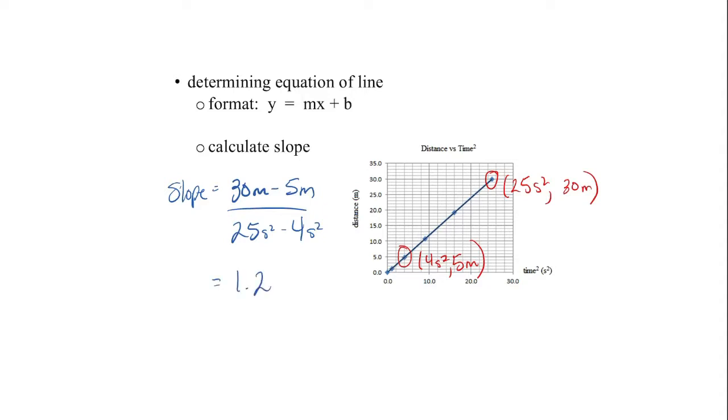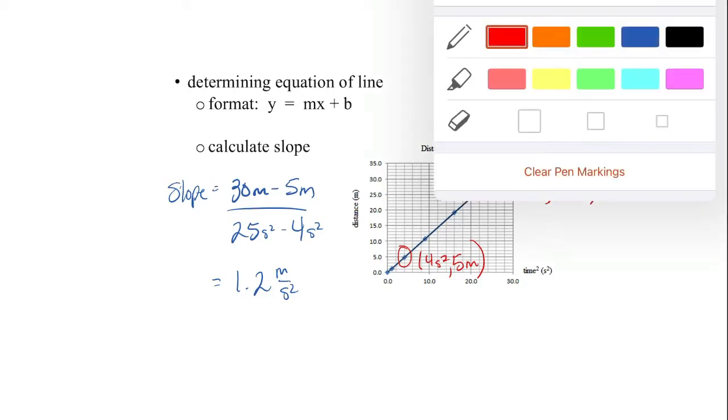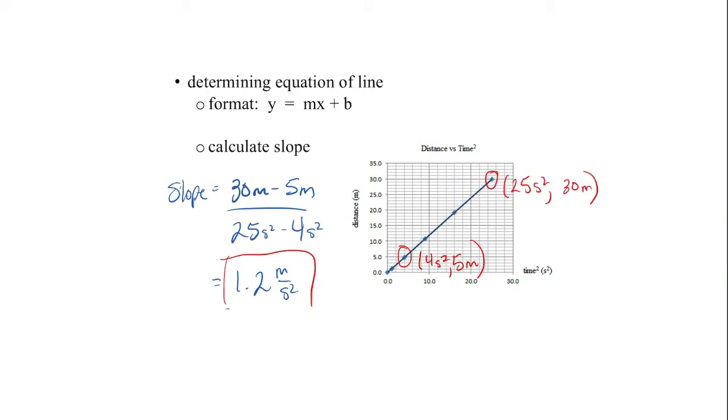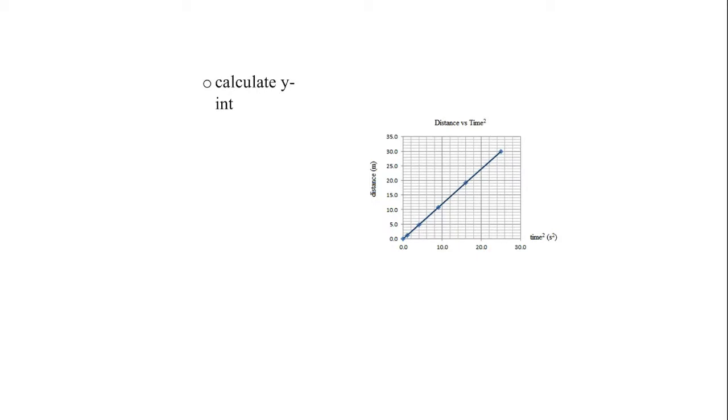We get 1.2. And our units are really important because they tell you something. And what do we have here? We have meters per second squared. Seems really important. I feel like we've seen those units, meters per second squared, before. So that might be telling us something really important. Okay, let's keep going. We have to calculate the y-intercept.